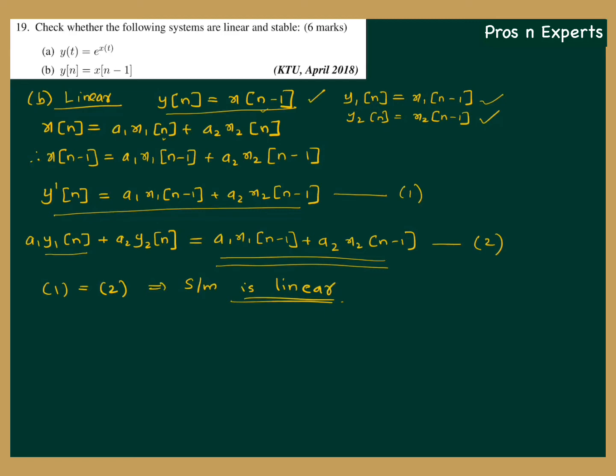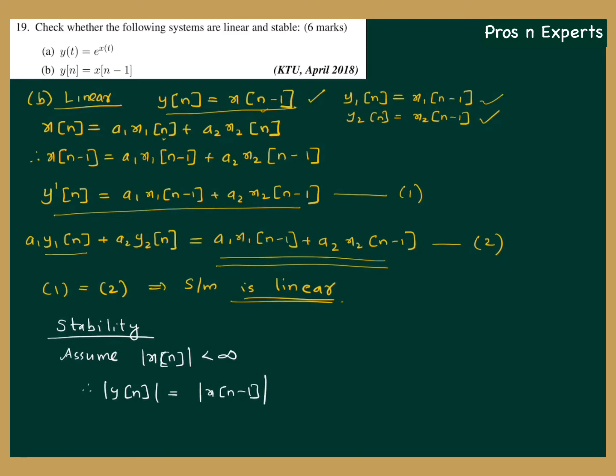Okay, now we go to check the stability of the system y of n equal to x of n minus 1. So assume that the input, BIBO stability means input should be bounded. Assume input mod x of n is bounded. Therefore, mod y of n will be equal to mod of x of n minus 1.